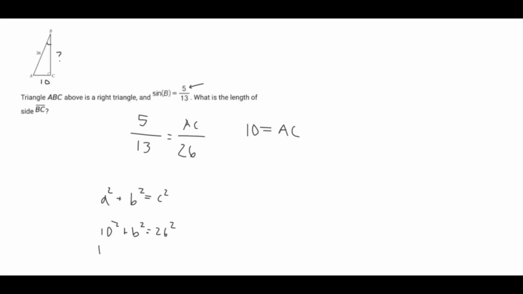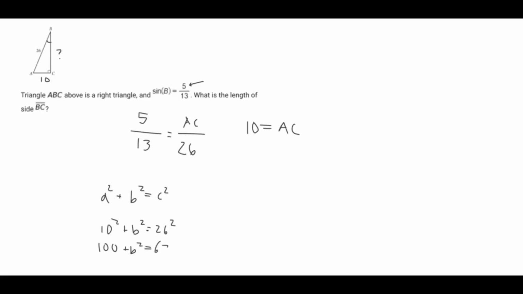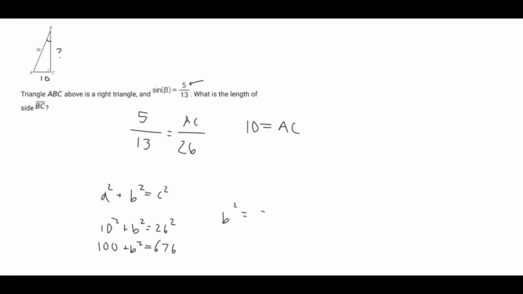All right, so 10 squared is 100 plus b squared. 26 squared is going to be 676. And so if we just rearrange this equation, we get b squared equals 576. If we take the square root of both sides, we find that b is equivalent to 24. And therefore 24 is our answer, which is the side length of side BC.